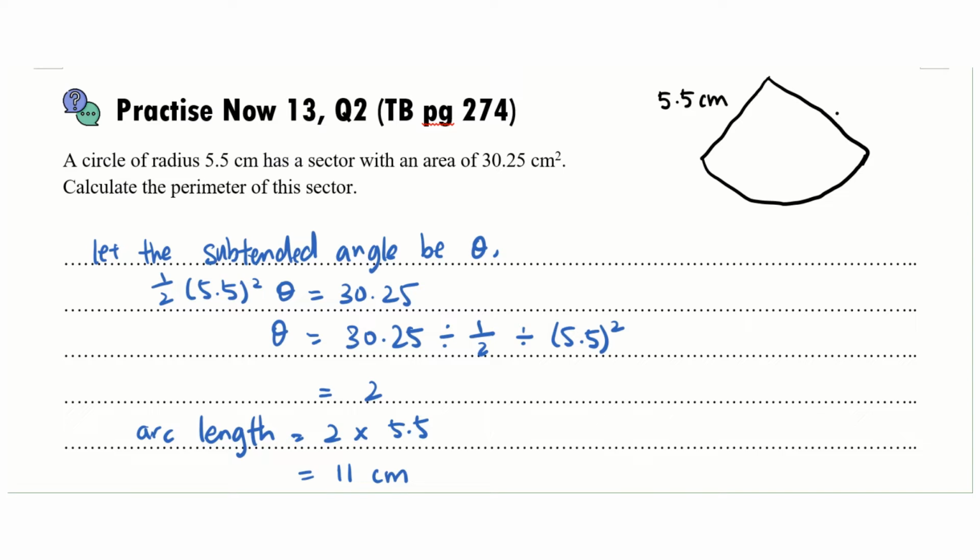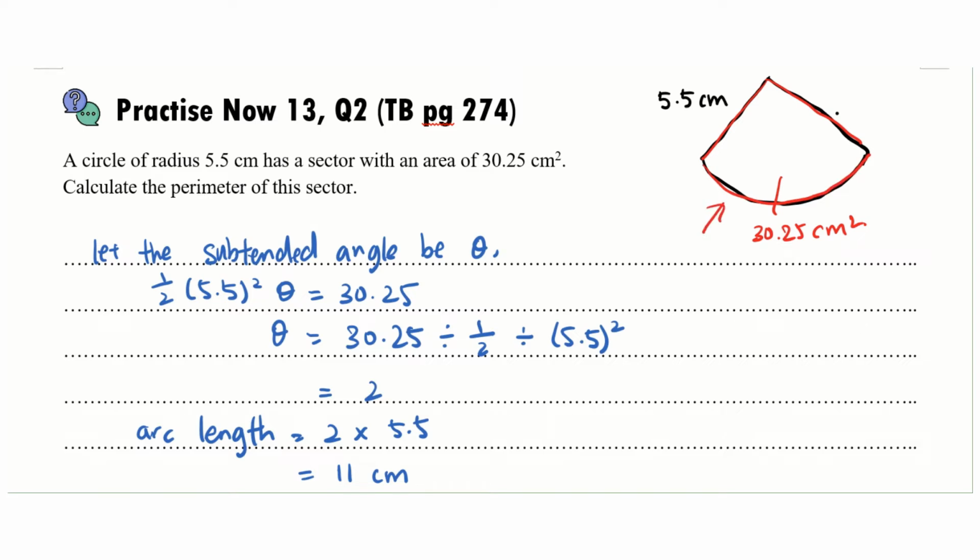Moving on to Practice Now 13 question 2, we are given a circle of radius 5.5 cm that has a sector with an area of 30.25 cm squared. We want to calculate the perimeter of this sector. To calculate the perimeter of this sector, we need to know the length of the two radii as well as the length of the arc. So we are missing only the length of the arc.